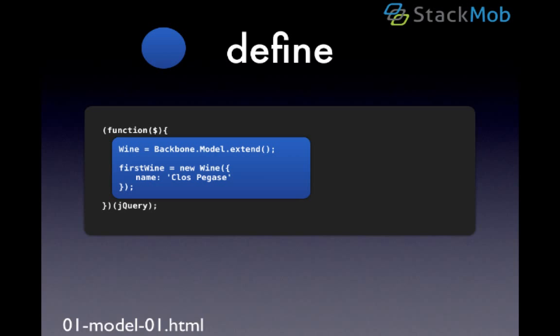We've created a new Backbone model called wine. We haven't assigned any additional properties or attributes to this model. We've made it as simple as possible. And when I create an instance of my wine model, I'm giving it a name attribute and assigning it a value. And that's all I'm doing.